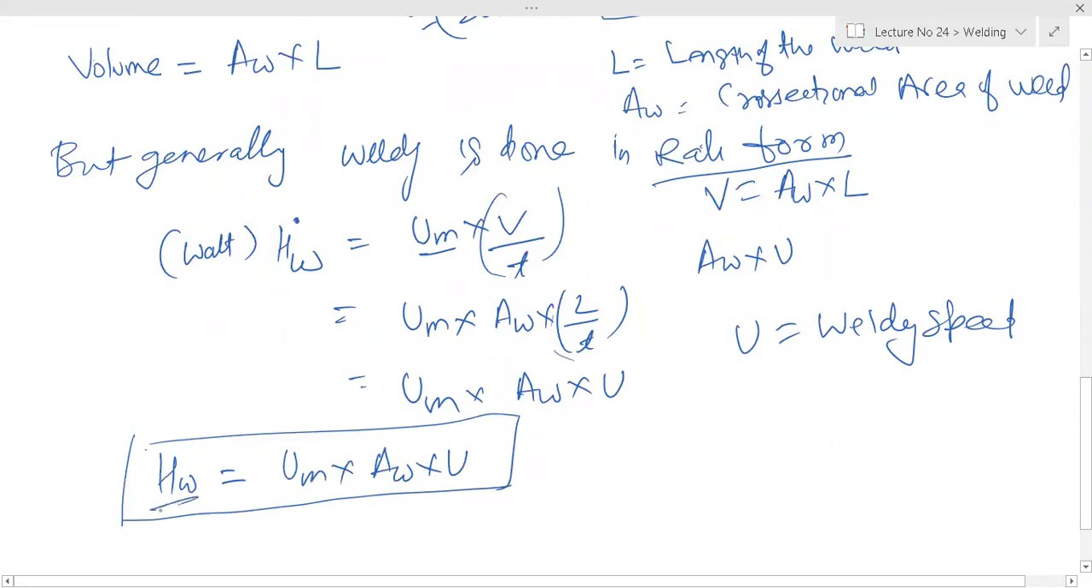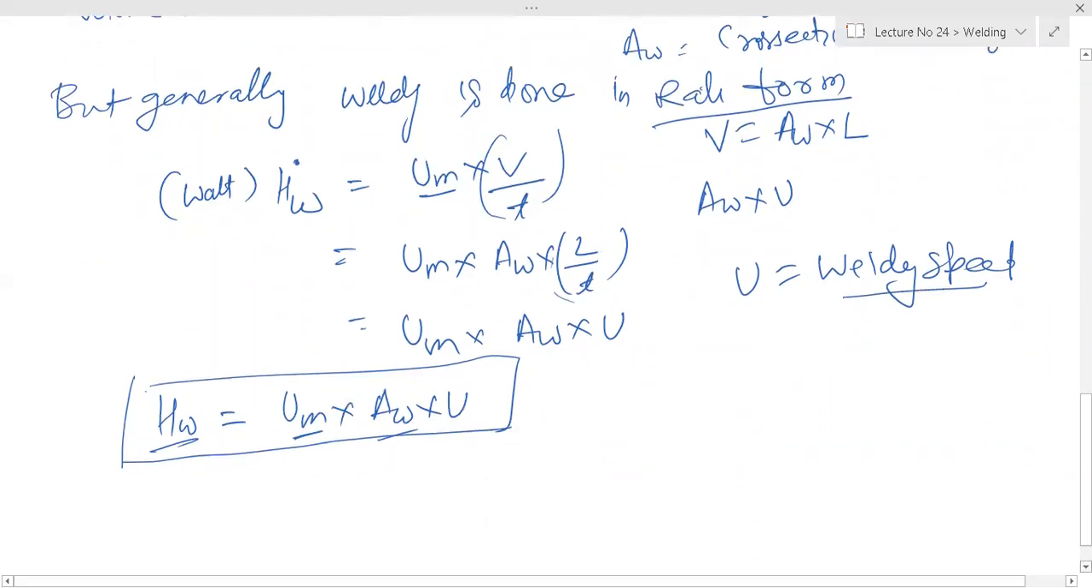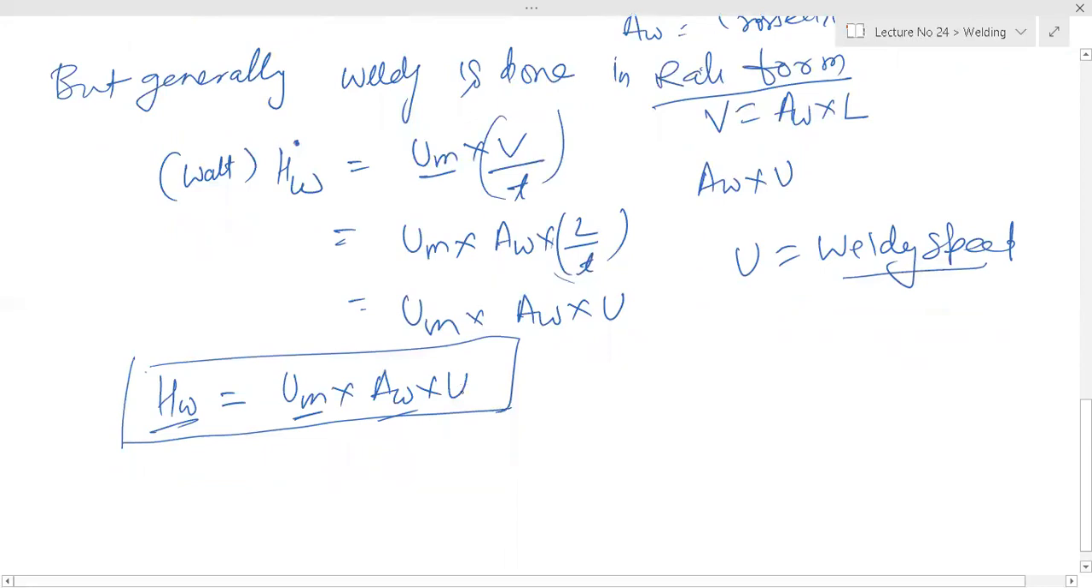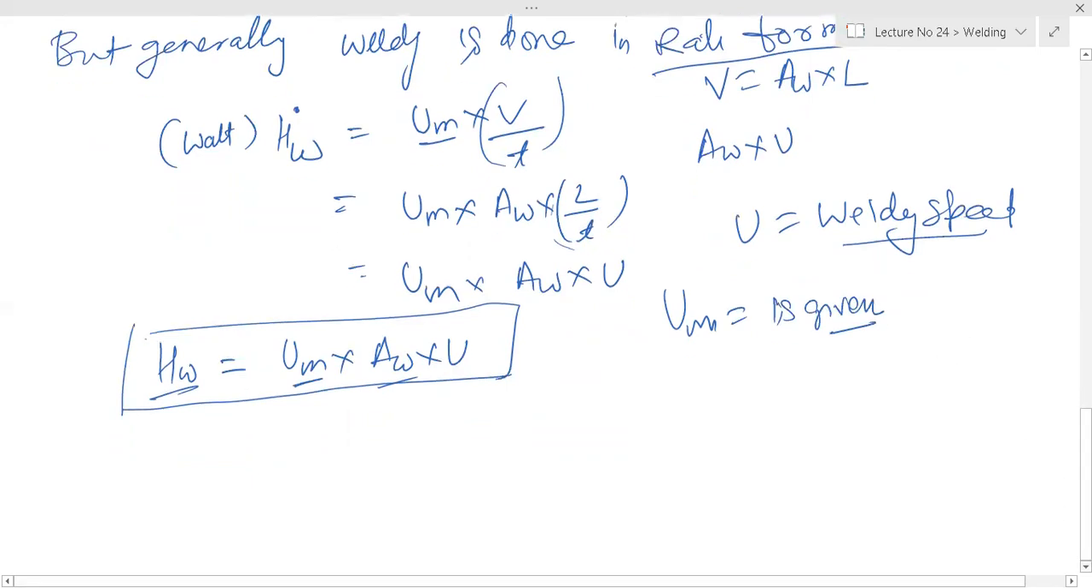Where HW is the heat required to weld, right? You have a unit melting energy, AW is cross-sectional area of the weld, and U is your welding speed. So everything is in a rate form. We will use this relation to find welding speed or area of cross-section. Generally UM, that is unit melting energy, is given. That is the energy required to melt one unit volume of the material.